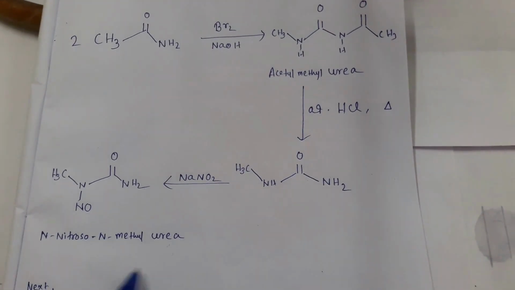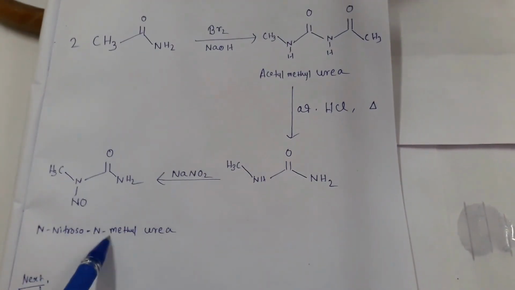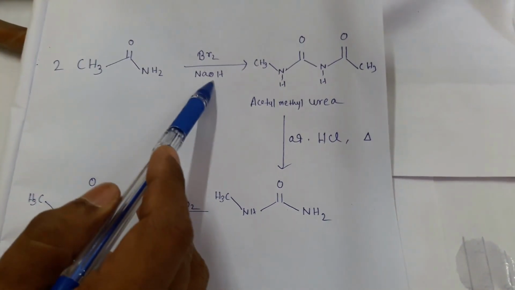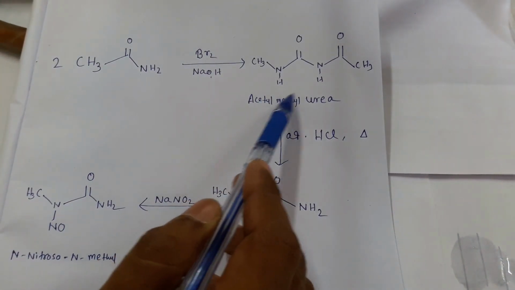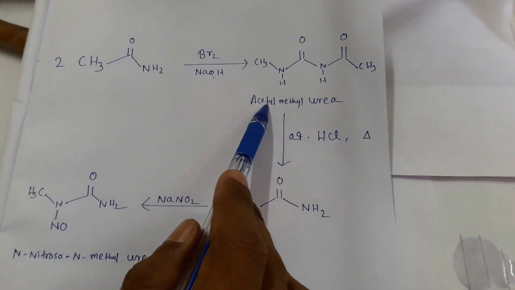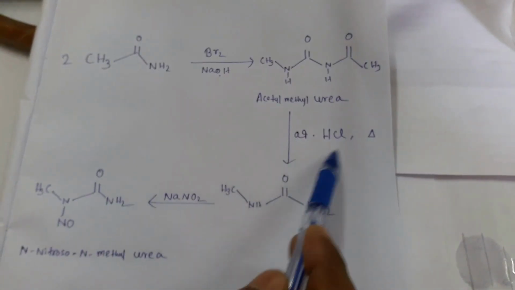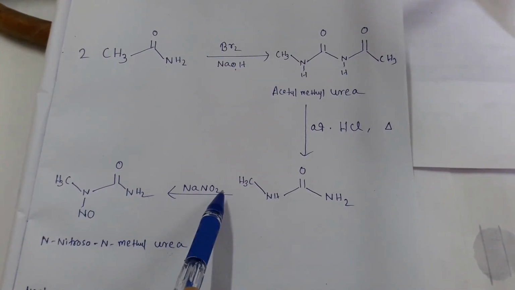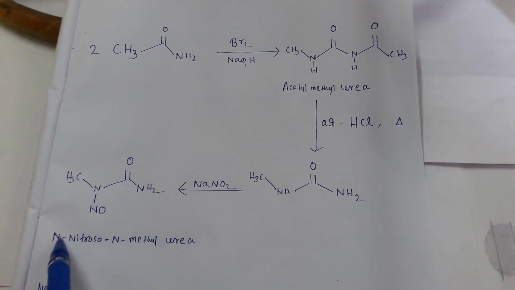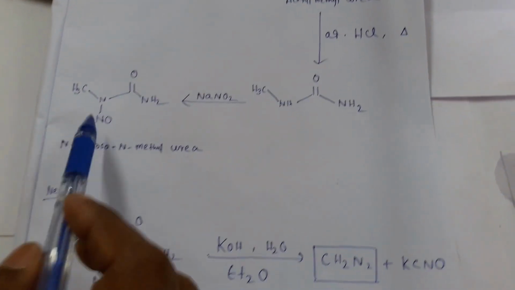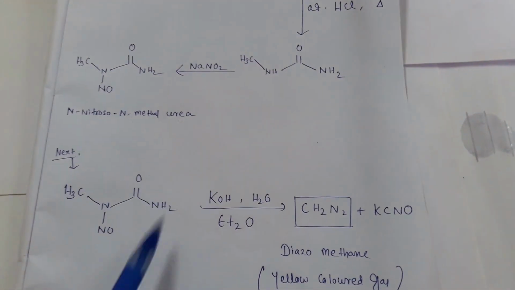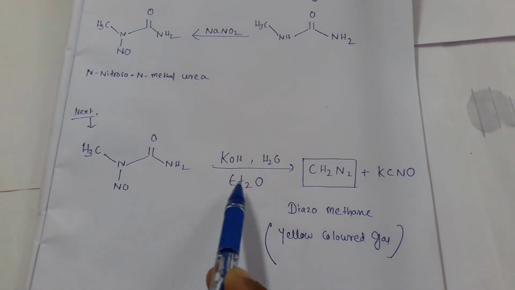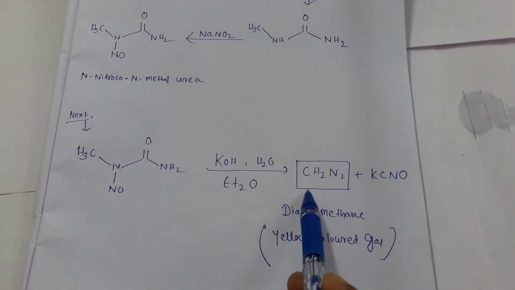Let's first see the scheme of preparation of this N-nitroso N-methylurea. To prepare this, we take acetamide, add bromine and sodium hydroxide, and you get acetyl methyl urea. Upon adding aqueous HCl and heating, you get this compound, and when this is added to a saturated solution of sodium nitrite, we get N-nitroso N-methylurea. Once we have this, you just have to add an aqueous solution of potassium hydroxide in diethyl ether, and you get diazomethane, as you can see here.